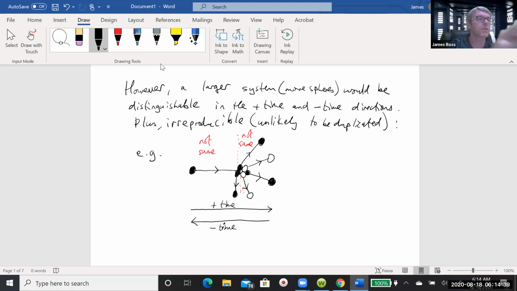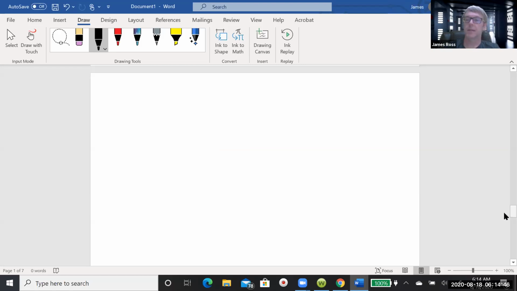Okay, so what's this got to do with entropy? Well, let's have a look. So thus, there seems to be an order to change that follows time. There appears to be an order to change that follows time.